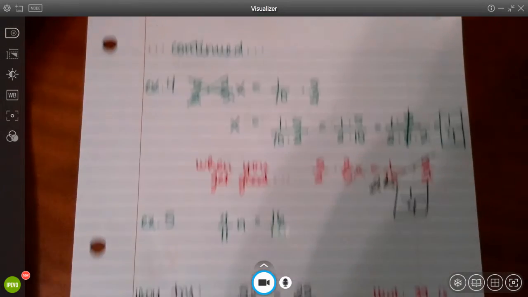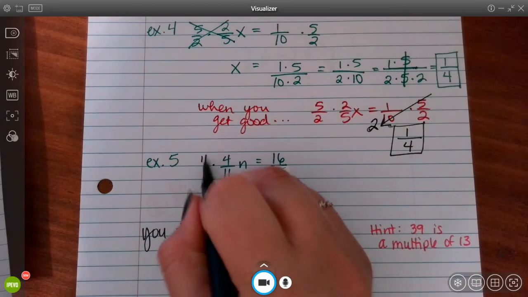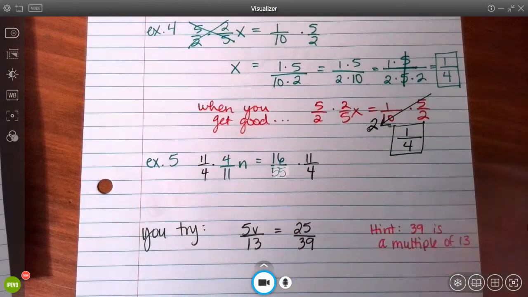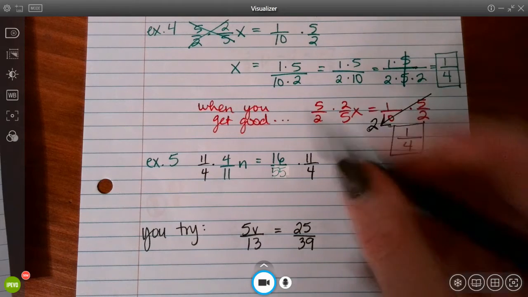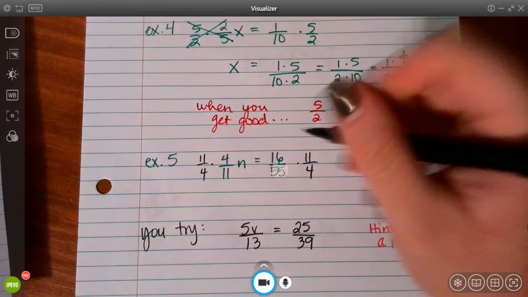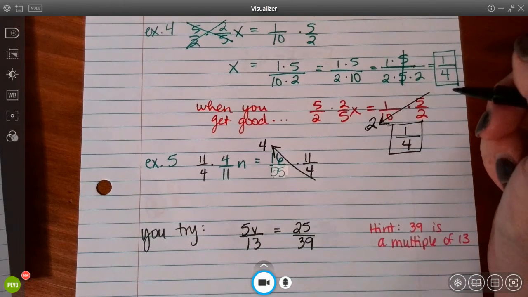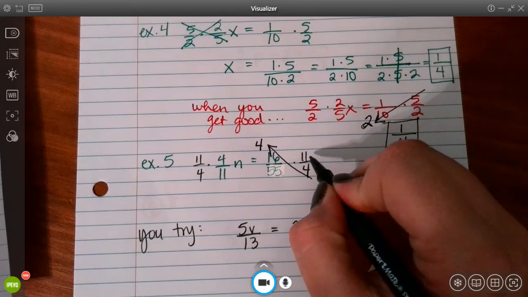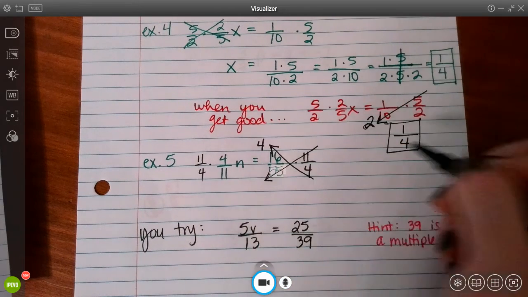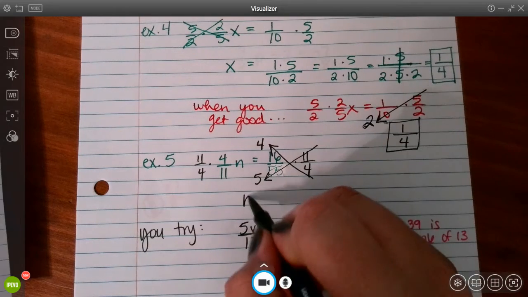Let's do another example. 4 elevenths n equals 6 over 55. Again, we're going to multiply each side by the reciprocal, so 11 over 4. And you'll notice it'll happen twice. I know that 16 and 4 have 4 in common, except it's going to end up in the top where the larger number is. 16 divided by 4 is 4. The same thing is going to happen with 11 and 55, except it's going to end in the bottom with a 5. So all I'm left with is a 4 over a 5.